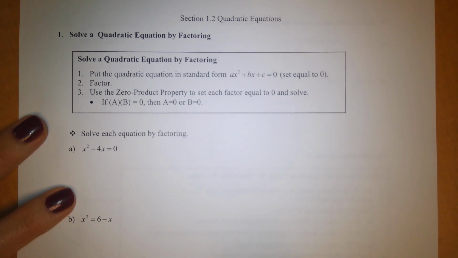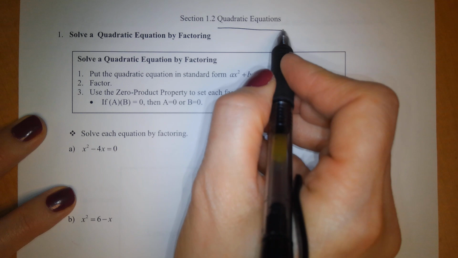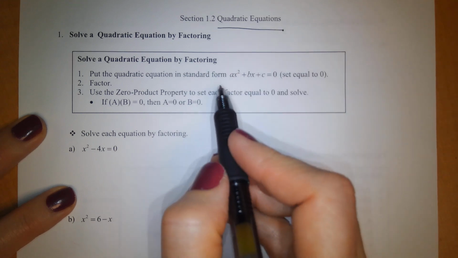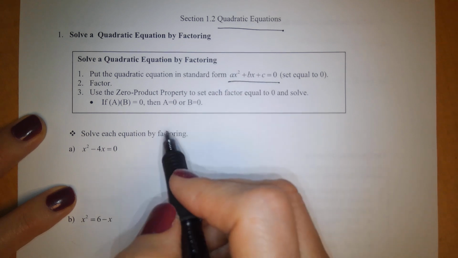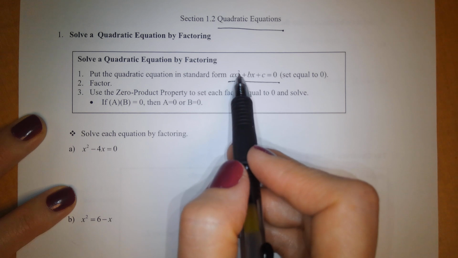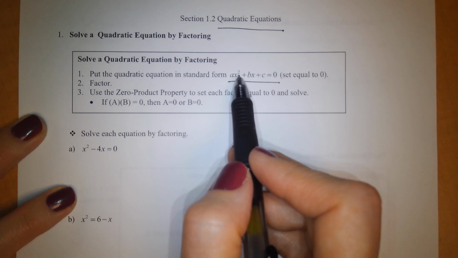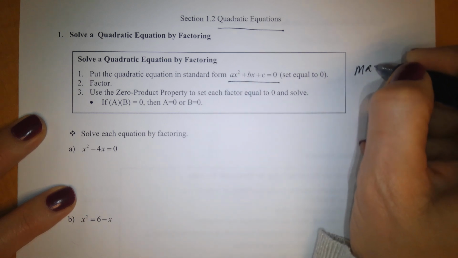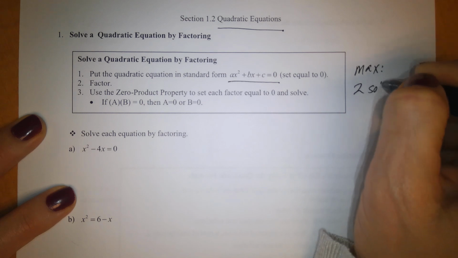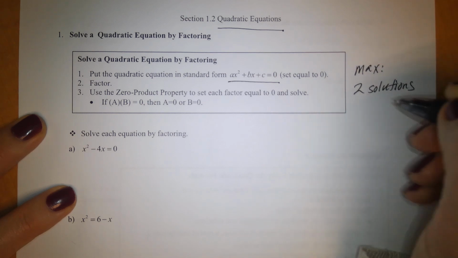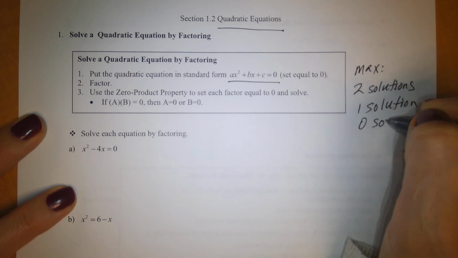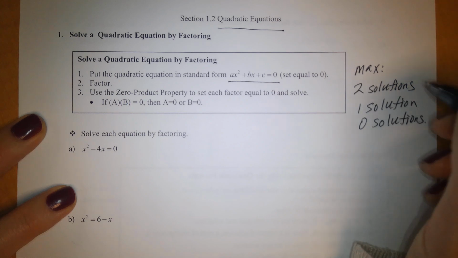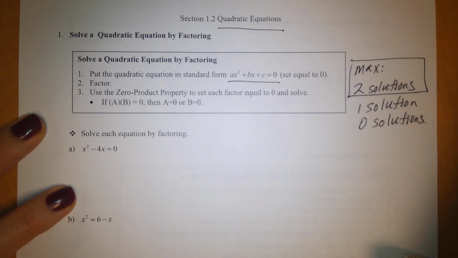So in section 1.2, we're dealing with quadratic equations. Quadratic equations are of this form where x is squared. So you can see that the degree of a quadratic is 2. When the degree is 2, you might have up to a maximum of 2 possible solutions. You could have less. You could have one solution. You could have no solutions. But at most, the maximum you could have is 2.